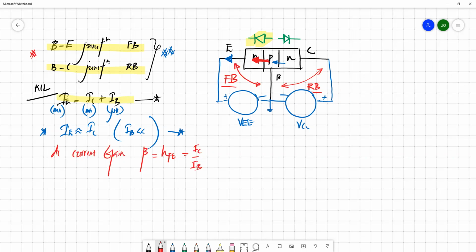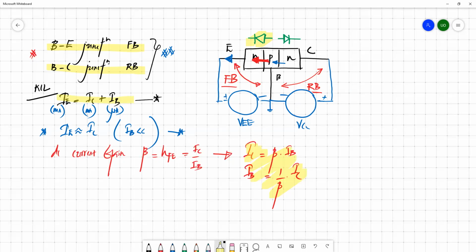So from this you can get a nice relationship: IC equals beta times IB. Similarly, you can take the value for IB as 1 over beta times IC. So these two expressions are valid.